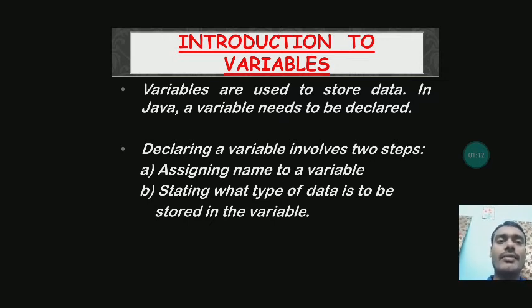Declaring a variable involves two steps. First, assigning a name to a variable, and second, stating what data type is to be stored in the variable. First, we need to assign a name to a variable, like A, B, C or any type of name. We can also assign a name like student. Suppose we are taking the integer data type, then we have to write int student. Student will be the name of our variable, and int states what type of data is to be stored in the variable.